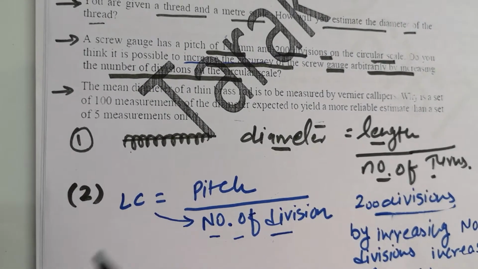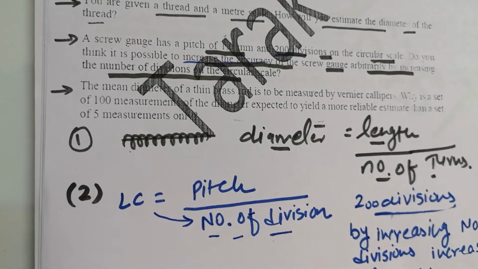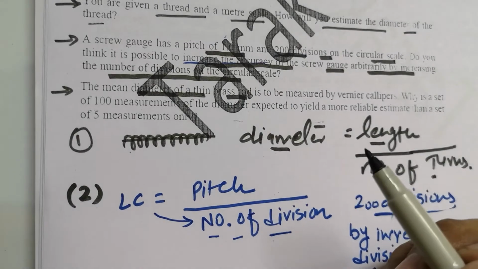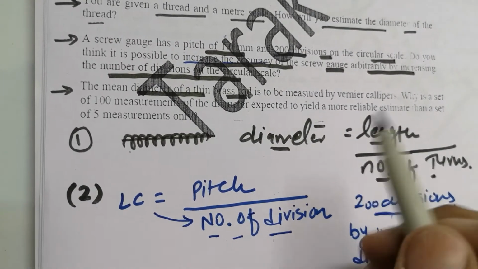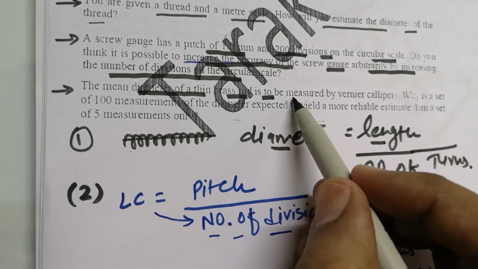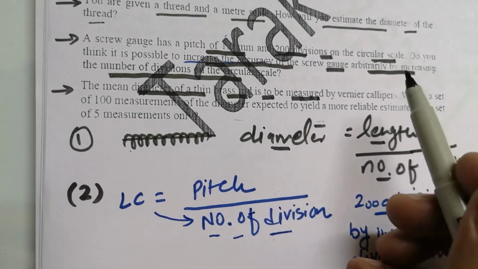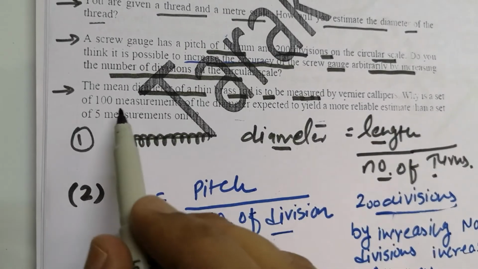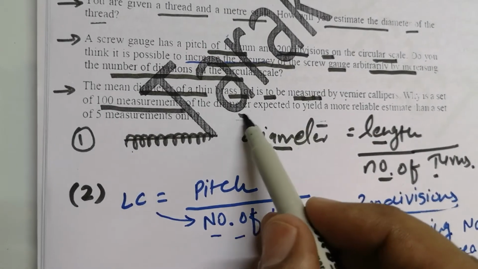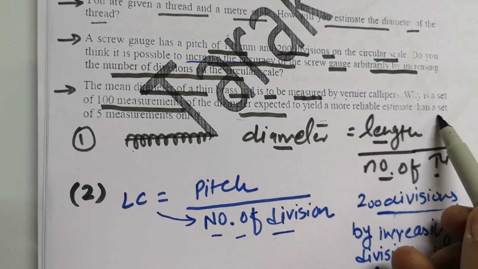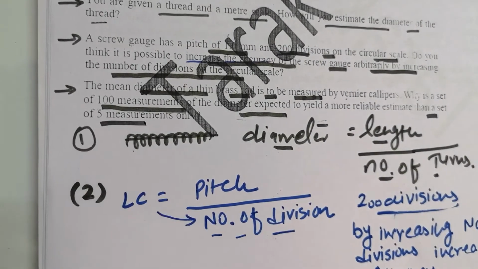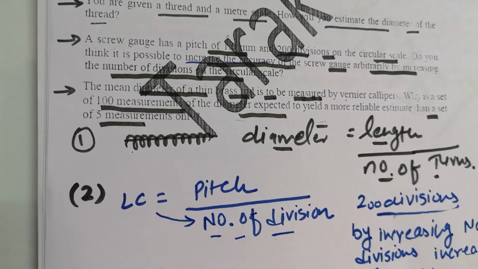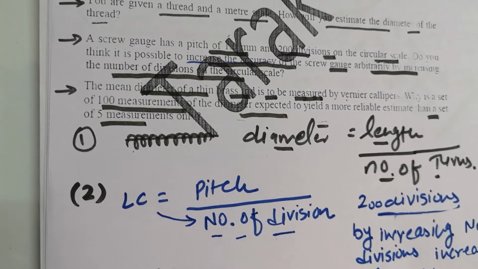Next one is the third one. In the third one, you have been given the mean diameter of a thin brass rod. Brass is a combination of aluminum, copper, and such things, which you will learn in chemistry. It is measured by the vernier calipers. We can take 100 measurements, and the diameter is expected to yield a more reliable estimate than a set of 5 measurements. Means you are taking two observations. One is called the 5 observation, and the next one you have is 100 observation.